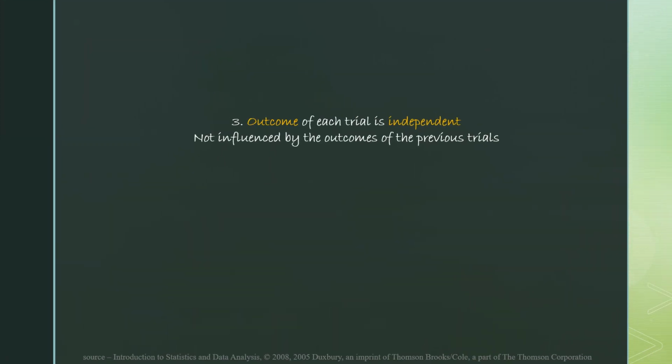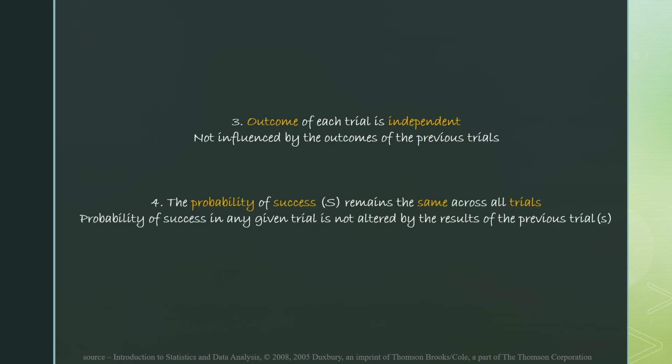Condition number 3. Like in case of binomial experiment, outcome of each trial is independent. Outcome of any trial is not influenced by the outcomes of the previous trials. Condition number 4. Like in the case of binomial experiment, the probability of success S remains the same across all trials. Probability of success in any given trial is not altered by the results of the previous trials.